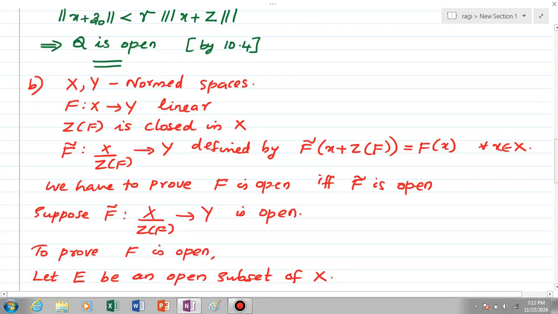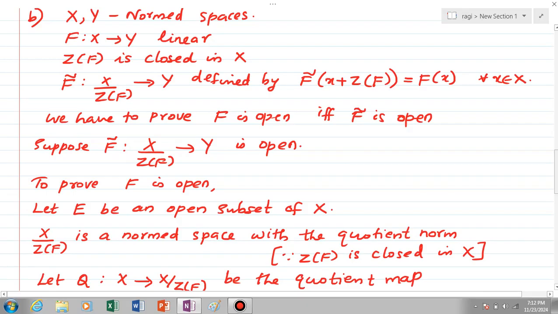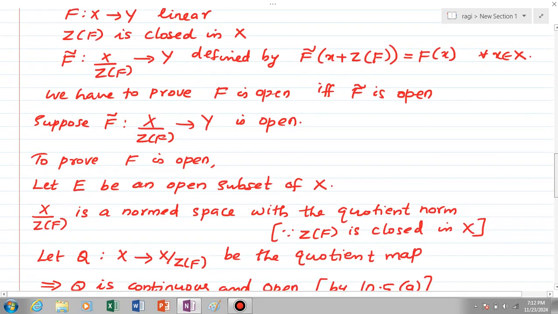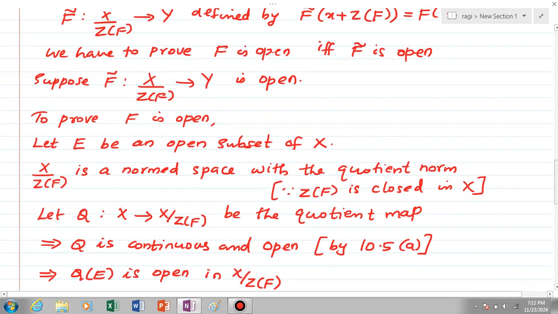Okay, so to prove f is open, we have to prove that f maps open sets to open sets. For that, let capital E be an open subset of capital X, and given Z of f is a closed subspace in X, therefore we know X by Z of f is a normed space with the quotient norm. Okay, so let Q be the quotient map, that is Q from X to X by Z of f defined by Q of x is equal to x plus Z of f. Then by the above part of this theorem, we can say that Q is continuous and open, because we have proved that the quotient map Q is continuous and open. So here Q is open.